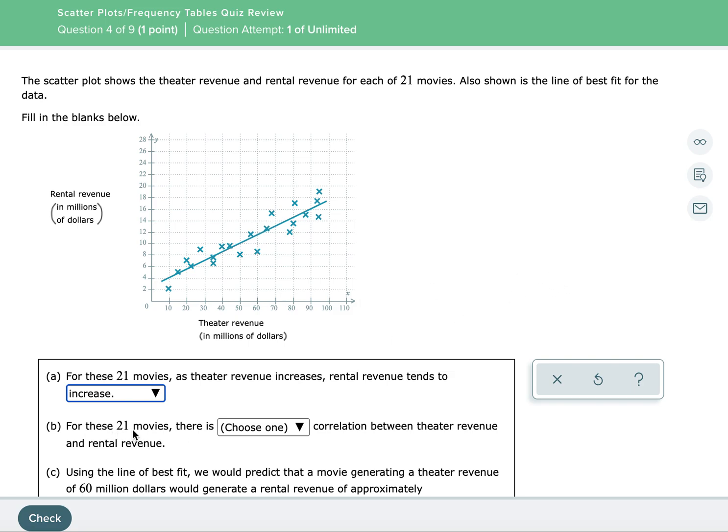And then it says for these 21 movies, there is a what correlation? Well, you basically look at the slope of your line. If it's a positive slope, it's a positive correlation. If it's a negative slope, it's a negative correlation. So this one would be a positive correlation because it goes up from left to right.